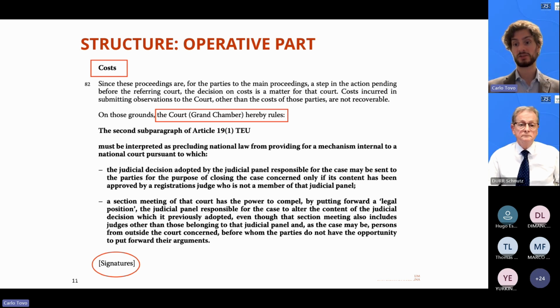This applies to all the decisions delivered by the Court of Justice of the European Union, so both by the Court of Justice and the General Court, and with slight differences that I mentioned, applies to all types of cases dealt by the Court of Justice of the European Union, so preliminary rulings, direct actions, and appeals.